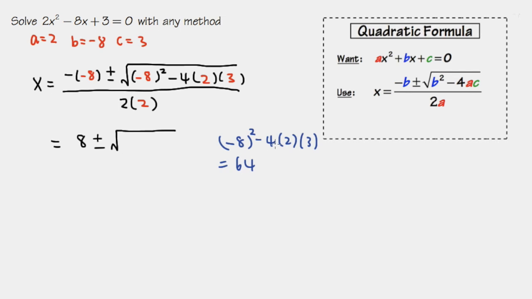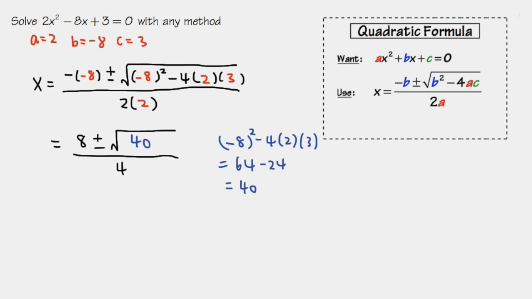And then we will work on the numbers. 4 times 2 is 8, 8 times 3 is 24. So we have the minus 24, right? And then all in all, 64 minus 24, we have 40. And this is the number that I'm going to plug into the square root. And we will also have the big fraction bar. 2 times 2 gives us 4 in the denominator. So this is pretty much it.